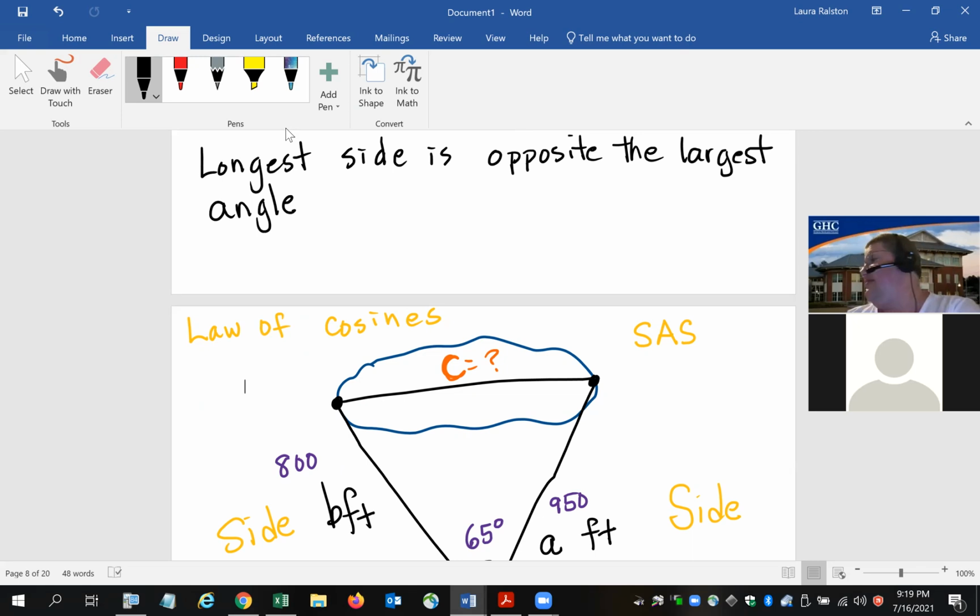On the flip side of that, the shortest side is opposite the shortest angle. So that helps sometimes when you're trying to solve those triangles, because you kind of have that basic information. The longest side is opposite the largest angle, and vice versa. The shortest side is opposite the smallest angle.